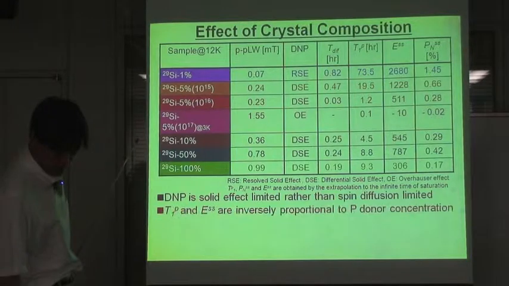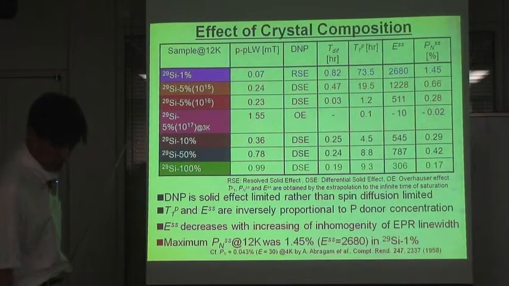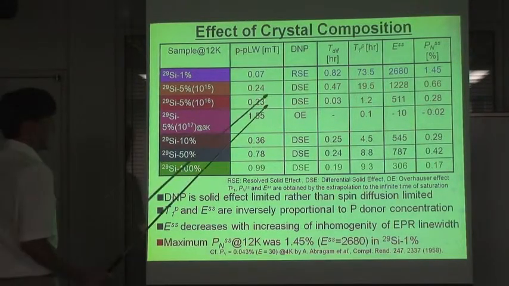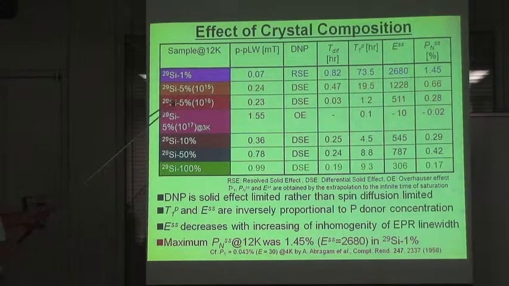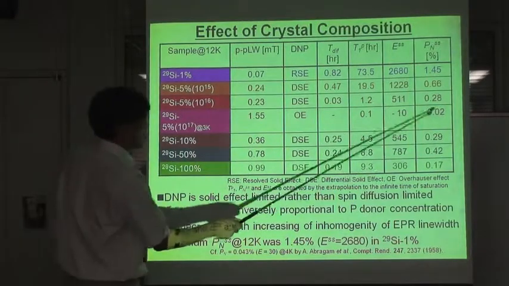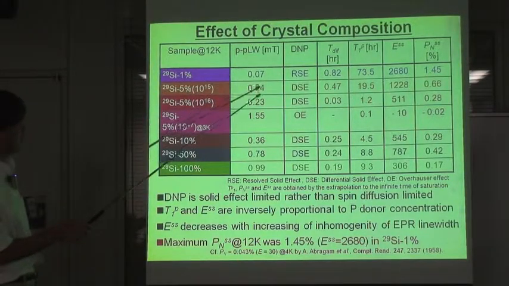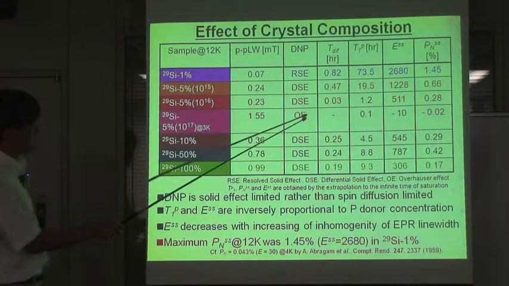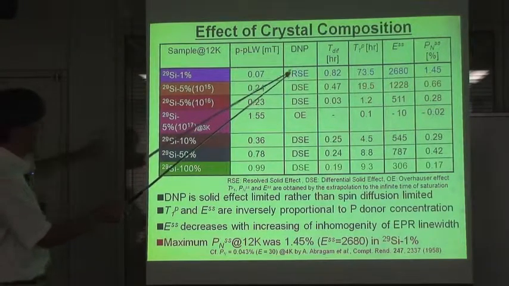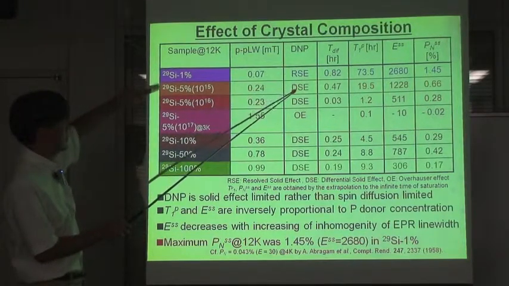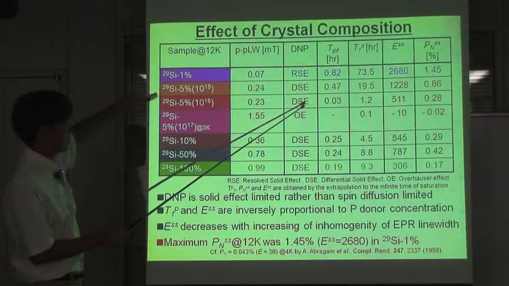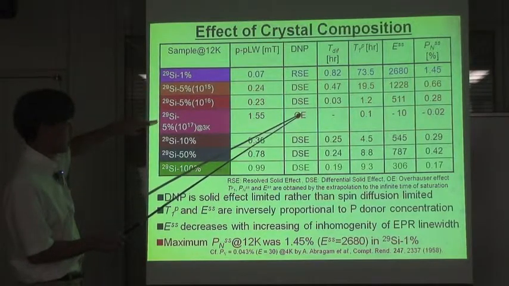So now let me show you the effect of crystal composition. Okay, here's a different 29 silicon concentration. Here the phosphorus concentration is not shown anymore. Okay, and then this is a DNP mechanism. This is a resolved solid effect, 1%. This is differential solid effect. This is the Overhauser effect, and so on.